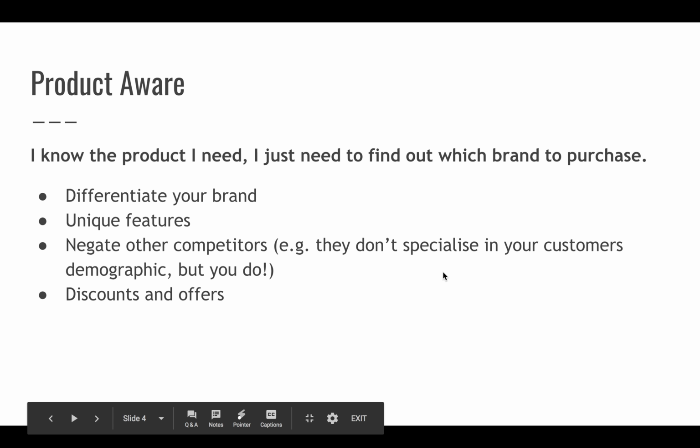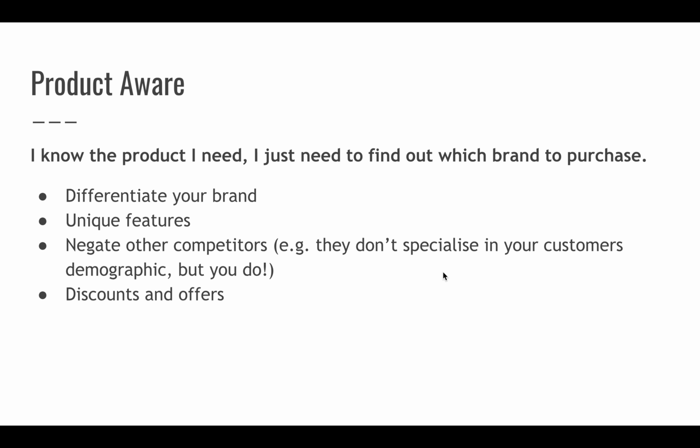So let's just say you offer a coaching service, and you specialize specifically in their demographic. You say things like, I'm not just any kind of coach, I specialize in young adults. And every other coach doesn't really do that. I'm a specialist. So when you start to negate your competitors by showing them why you are unique, that's a good way to communicate to them when they're at product aware stage, because they're looking for the different points of difference and they're looking to make a decision based on that. And then of course discounts and offers can help you as well.